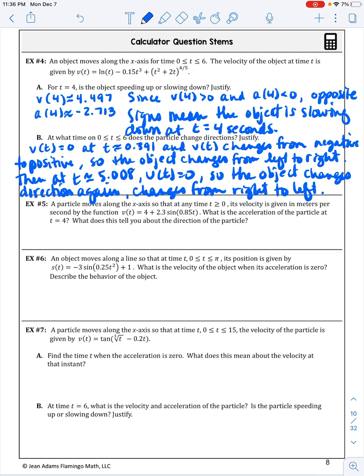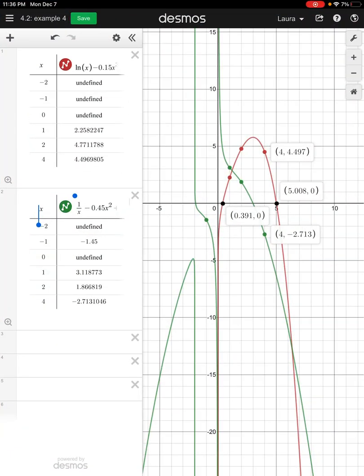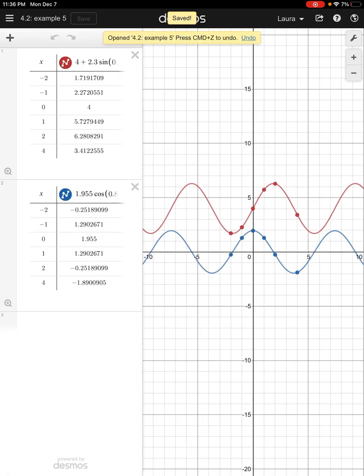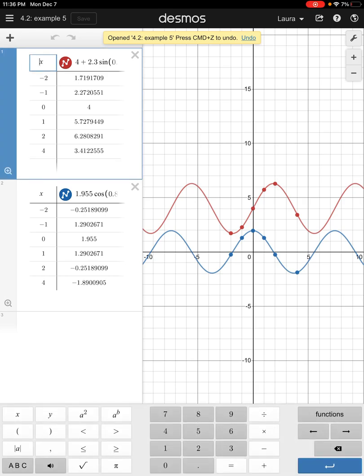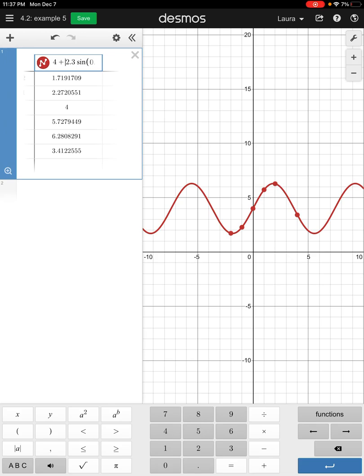Okay, example number 5. A particle moves along the x-axis so that at any time t greater than or equal to 0, its velocity is given in meters per second by the function. What is the acceleration of the particle at t equals 4, and what does this tell you about the direction of the particle? So again, I put that in the Desmos calculator, and I'm going to save. And this one is example number 5. And here is my original function. I know you can't really see the whole thing, but here's my derivative. I did calculate my derivative.